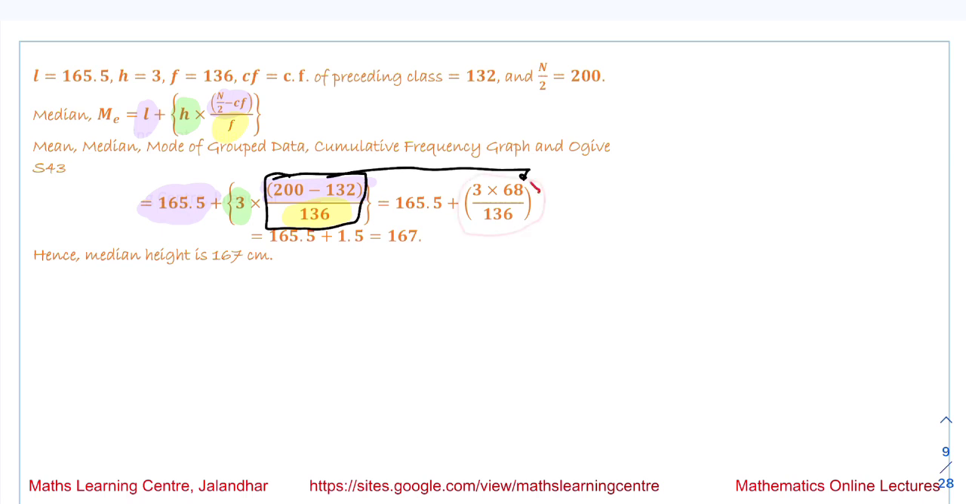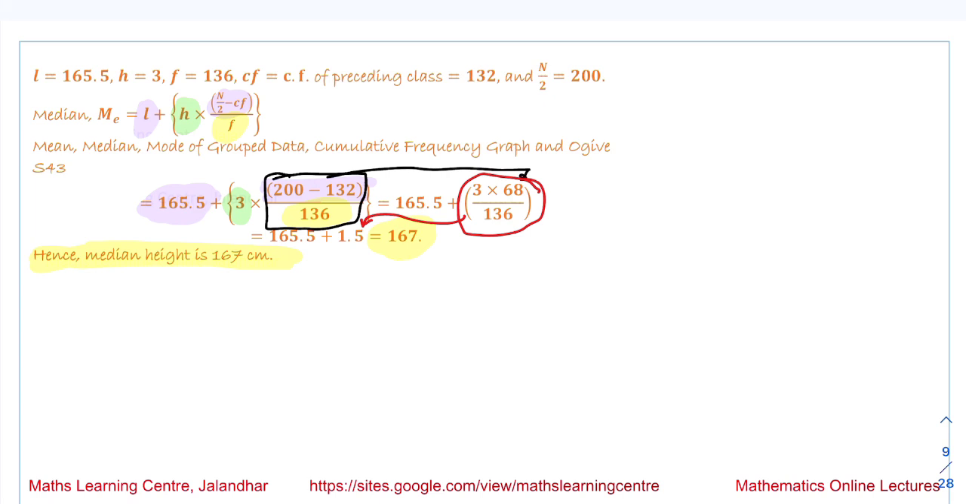Now next we have to calculate this value. On solving this value, we are getting 1.5, and the final answer, the median in this case, we obtain is 167. So the median height is 167 centimeters.